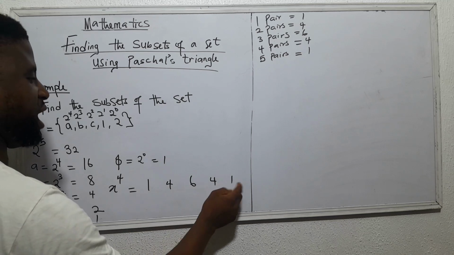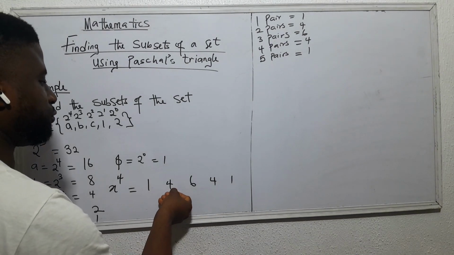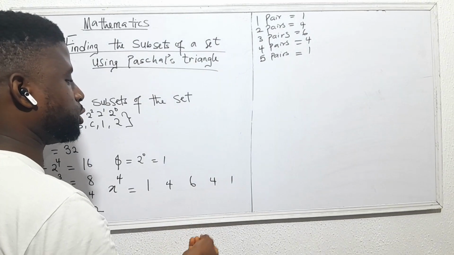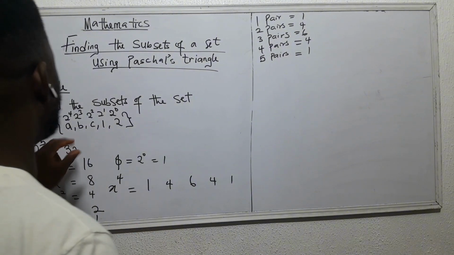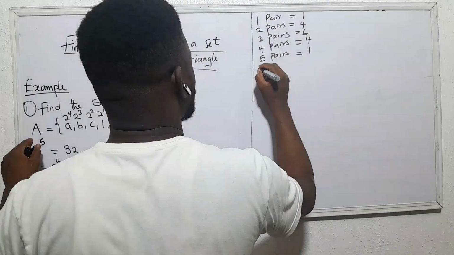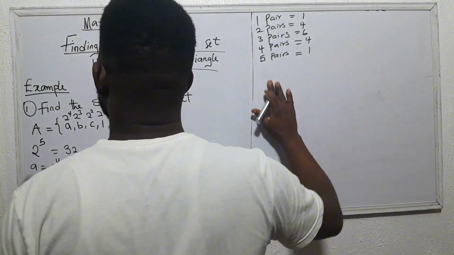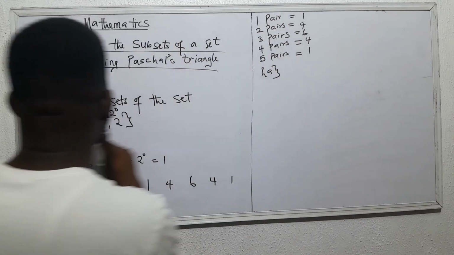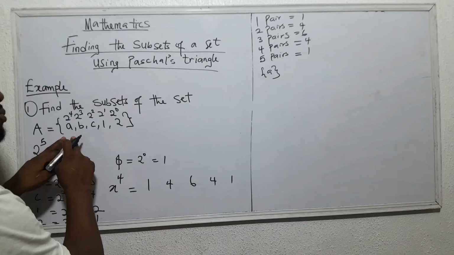1, 2, 3, 4, 5, which means we have 5 pairs. The first value for the first pair, the second for the second pair, the third value for the third pair, the fourth value for the fourth pair, the fifth value for the fifth pair. Now let's begin to map element A. We have 1 pair for element A. We are mapping A, so we can only have 1 element in 1 pair.